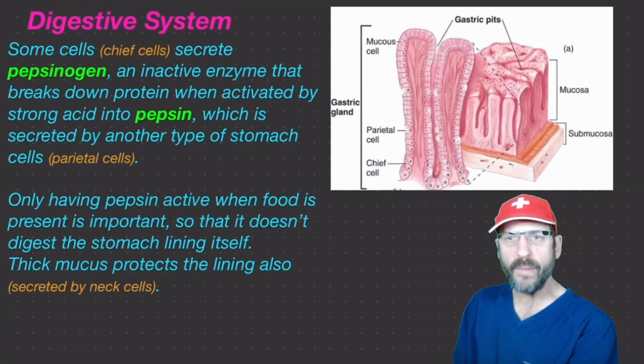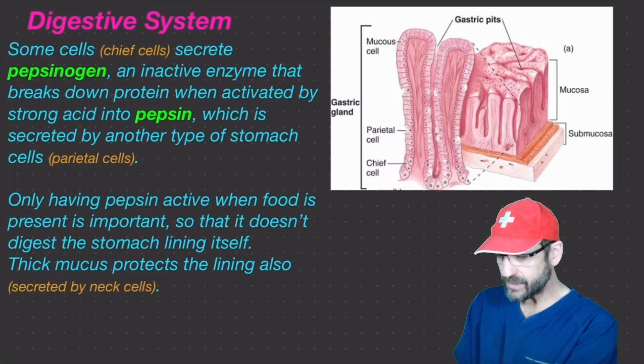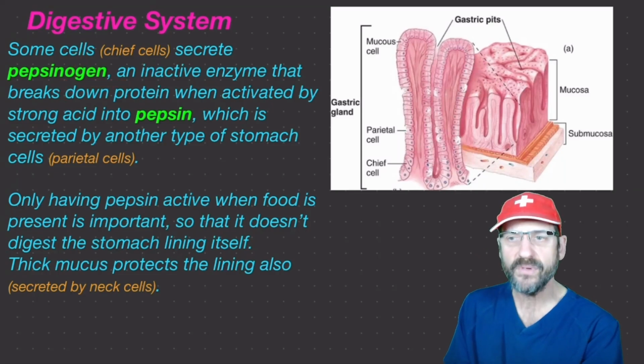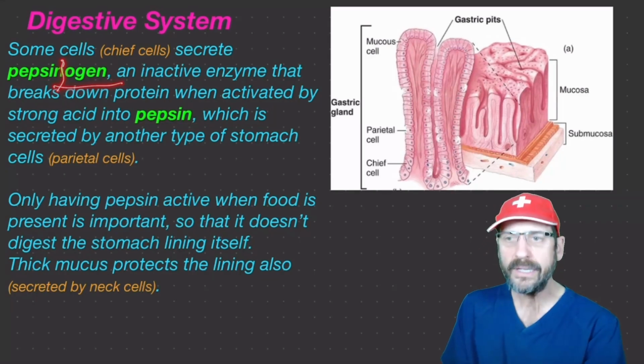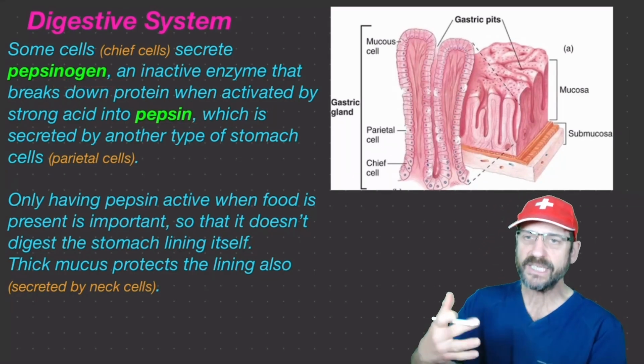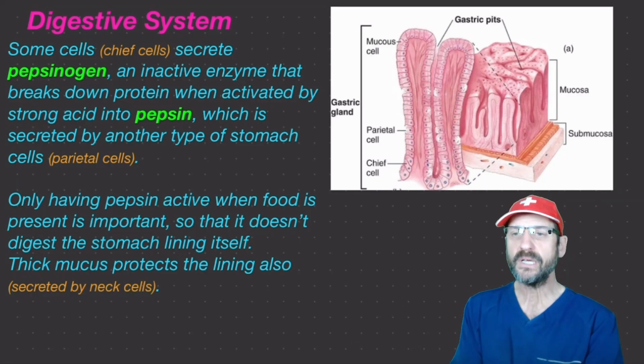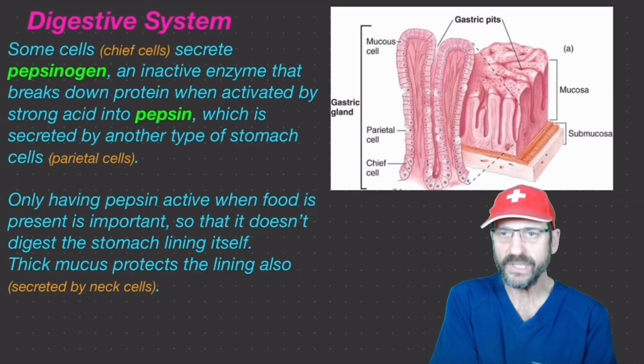Another thing that I want to mention here is the term gen. Whenever you see the word pepsin, and here you have this word pepsinogen, all you do is at the end you say ogen, and the ogen comes from genesis, and that means it's the inactive form, and it will need to be activated.